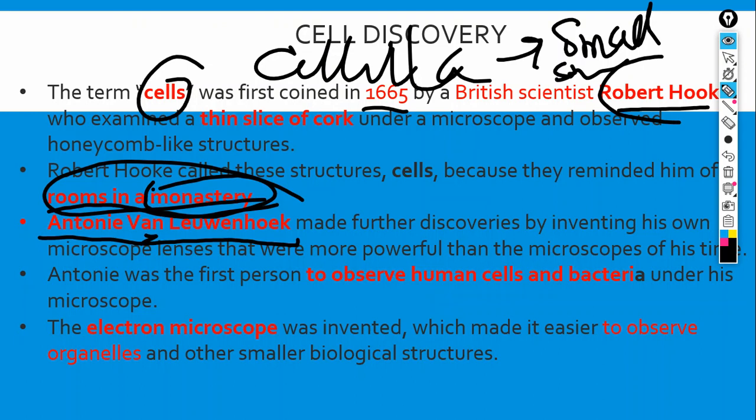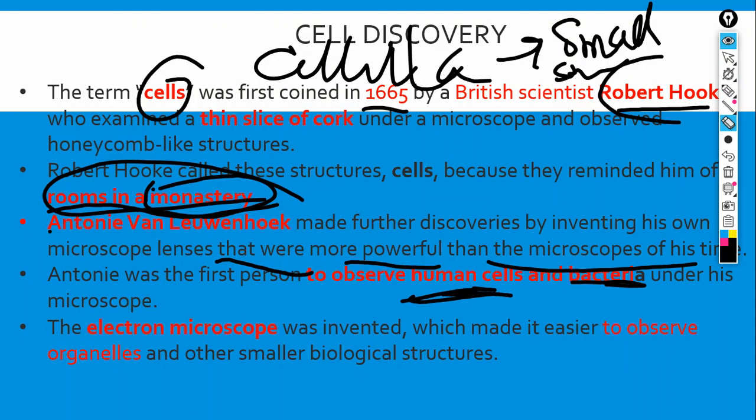He made a further discovery by inventing his own microscope lenses that were more powerful than the microscopes of his time. He was the first to observe the human cell and the bacterial cell under his own microscope. So this is a very important point: remember that Anton von Leeuwenhoek was the first to discover the human cell and the bacterial cell under the microscope.